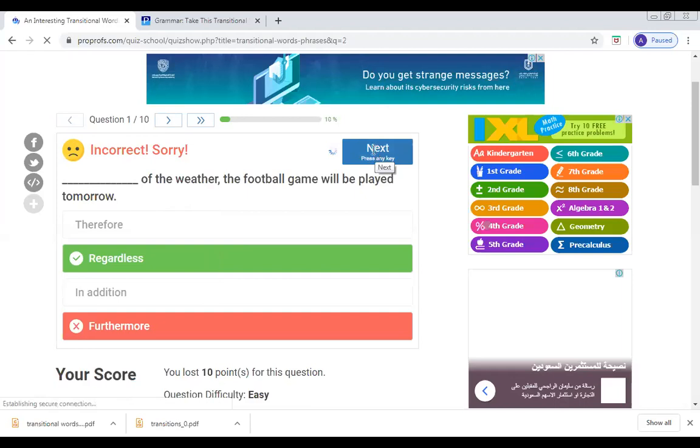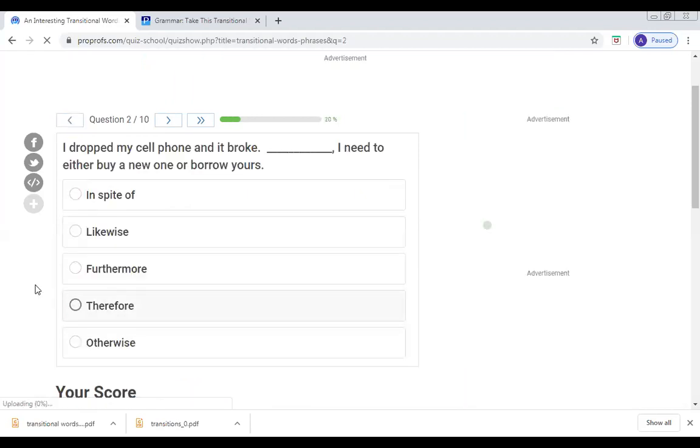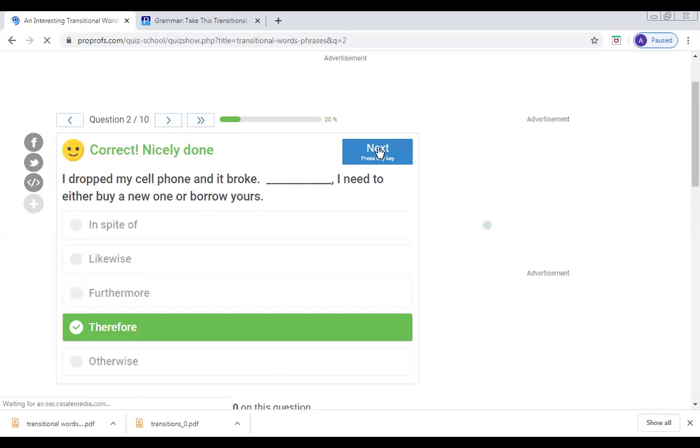Look, here we are having the other. Okay, what about this one? I dropped my cell phone. So therefore I need... therefore, yeah. Either. Therefore. So despite of. Therefore, yes.